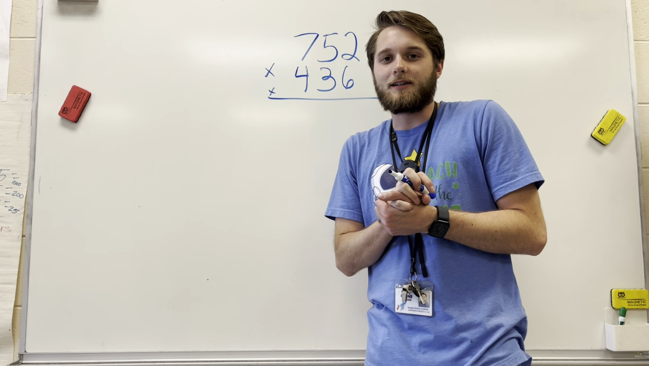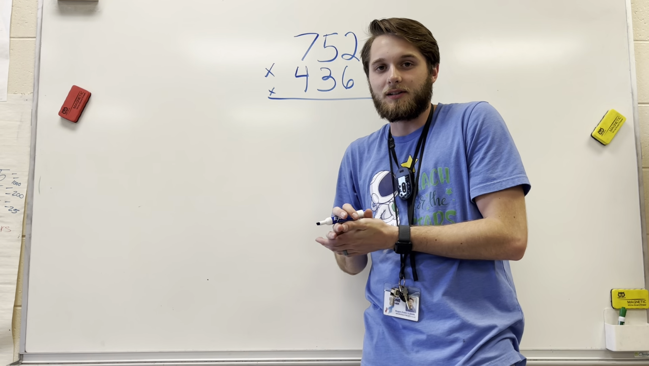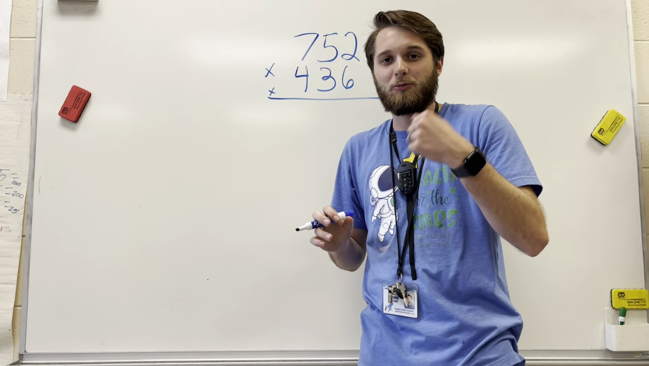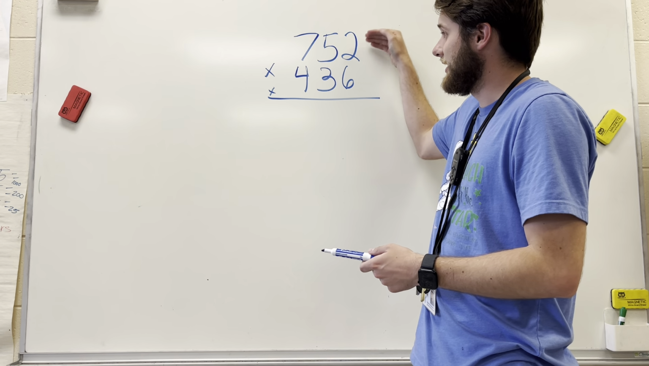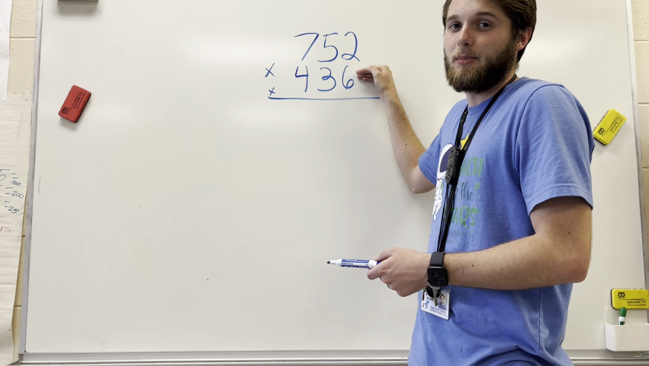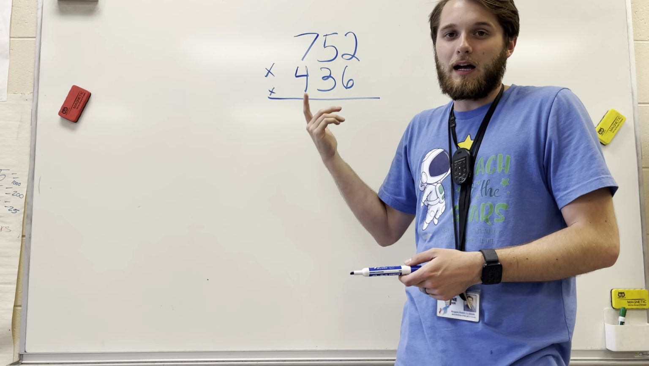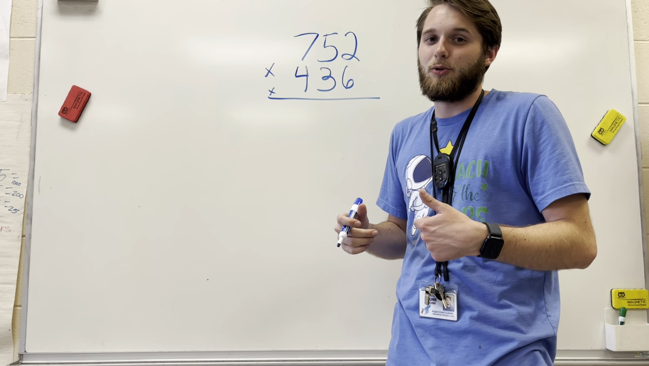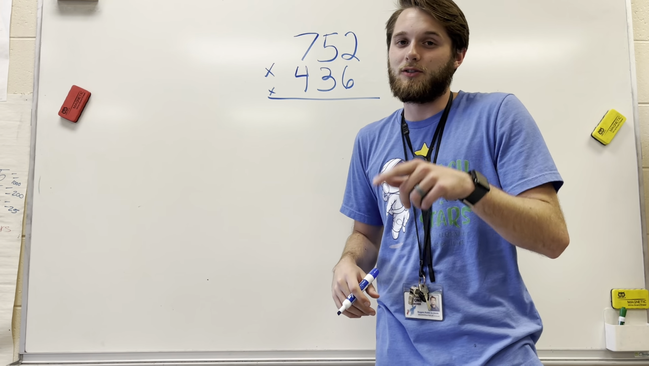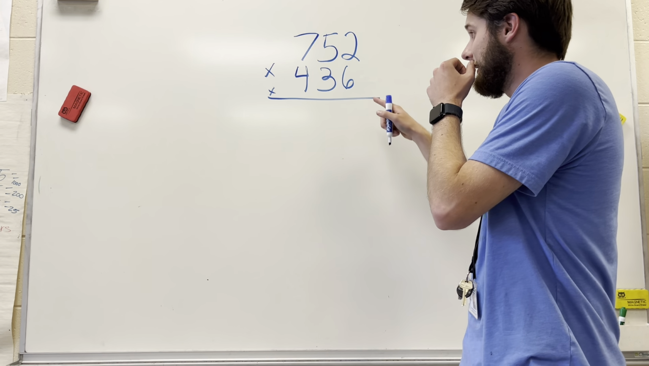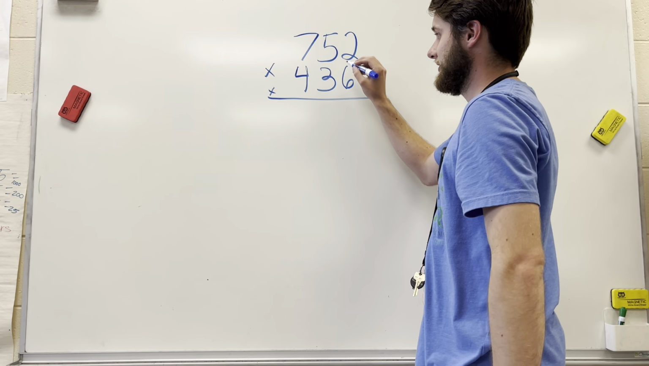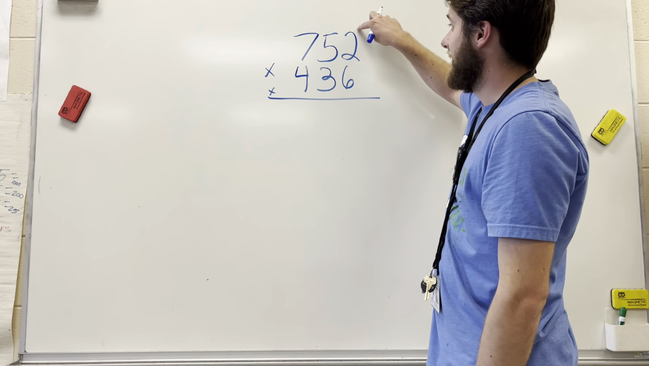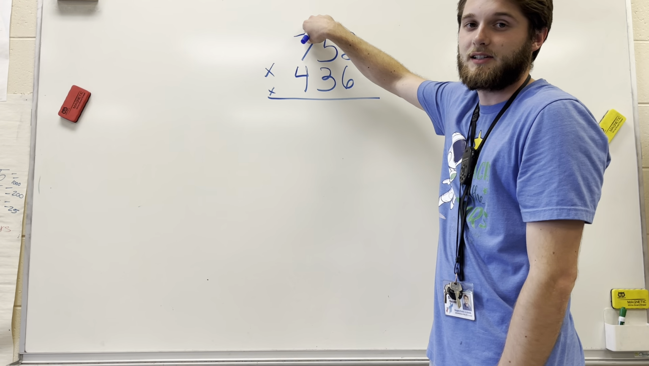All right, so we've talked about some of our first steps. Remember, when we set this up, we want our biggest number on the top and our smallest number on the bottom. As you progress in math, you'll soon realize why that's so important and why it makes you do less work. So let's keep going. I'm going to take my ones place, which is my 6 right here, and multiply it to every single number here at the top.